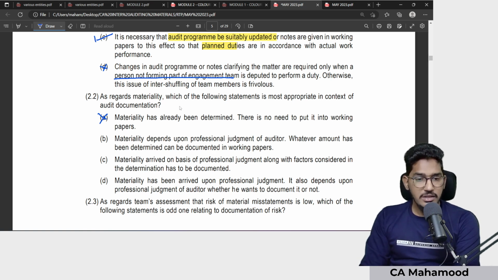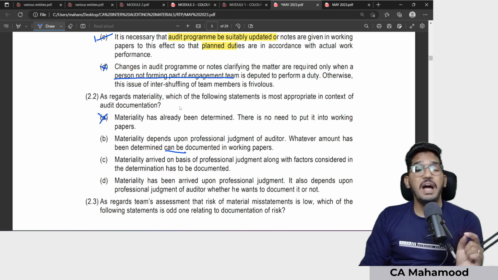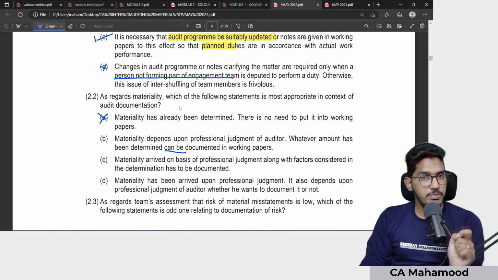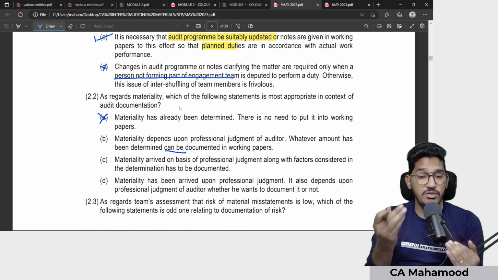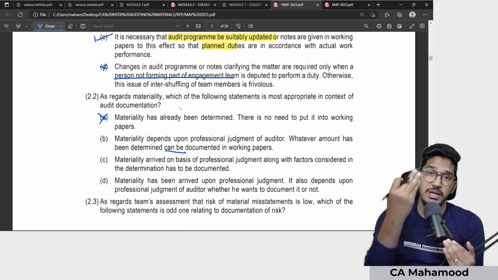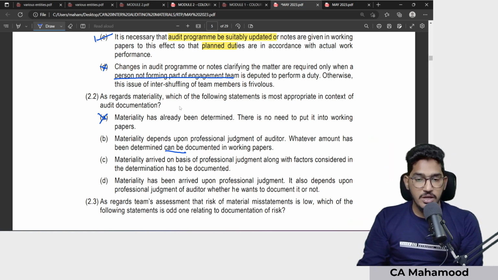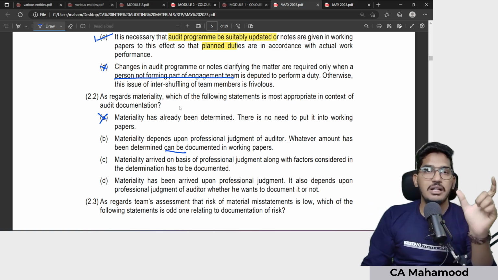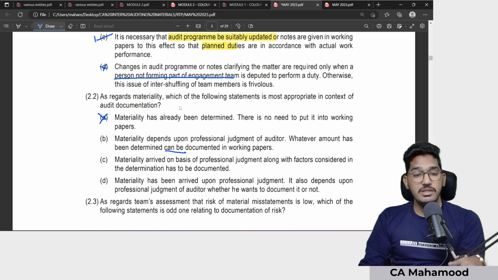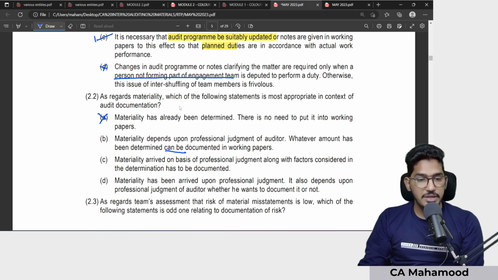But they are saying what amount has been determined can be documented. Not just the amount of materiality, along with what factors have been considered, that should be documented. What factors you have kept in mind while deciding materiality, that is what exactly needs to be documented as per SA 320. But in option B, they are just saying whatever amount you have determined, only that amount you have to mention. No, what factors have been considered, that also needs to be documented. So let us see option C now.